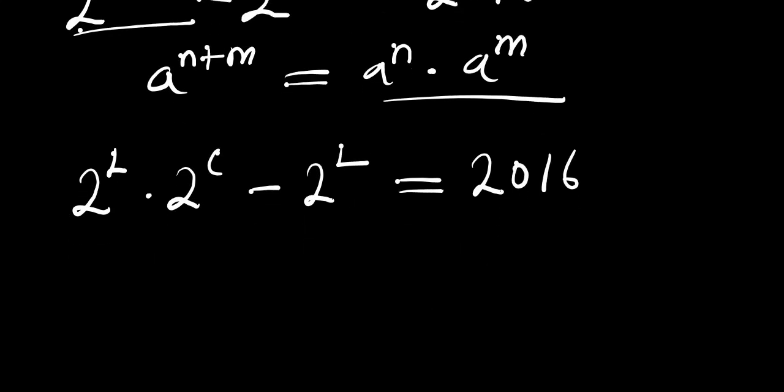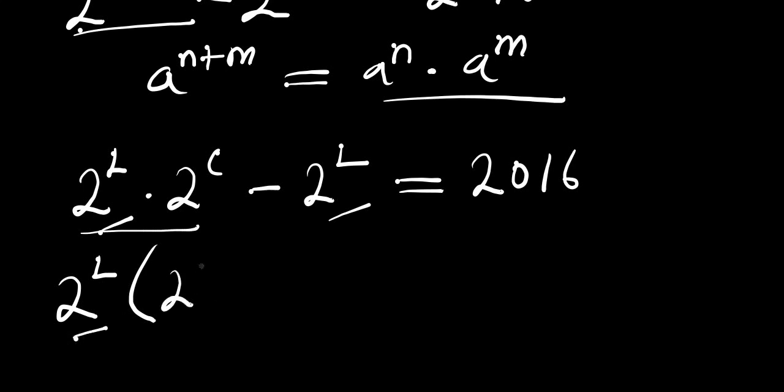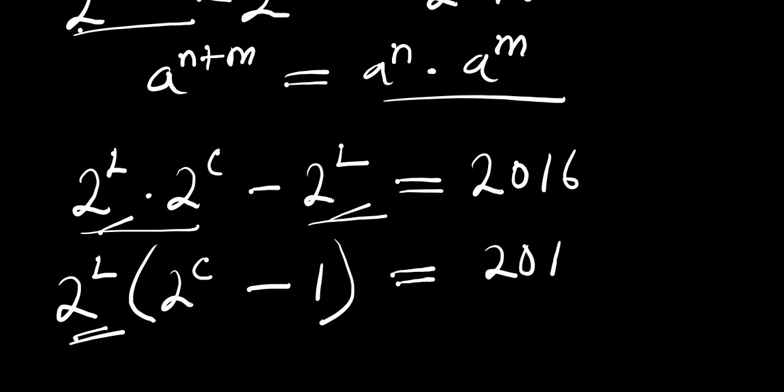So the next thing we are going to do is, we have 2 power L here and we have 2 power L here, so let's factor that out. We are going to have 2 power L into, if you divide this by 2 power L, you are going to have 2 power c minus, if you divide this by 2 power L, you are going to have 1, and this equals 2016.